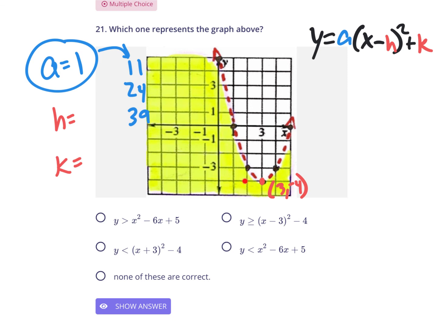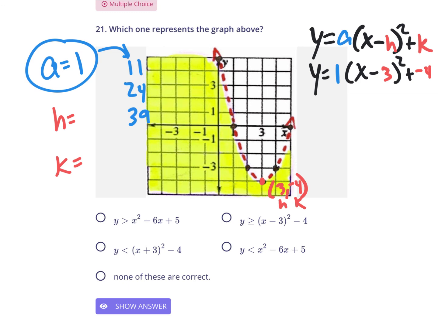Back to the vertex: 1, 2, 3, 1, 2, 3, 4, 5, 6, 7, 8, 9. Yep, this is absolutely the a value of 1. So let's plug in our a, h, and k into the vertex format. Again, the a value is 1, the h value is 3, and the k value is -4.